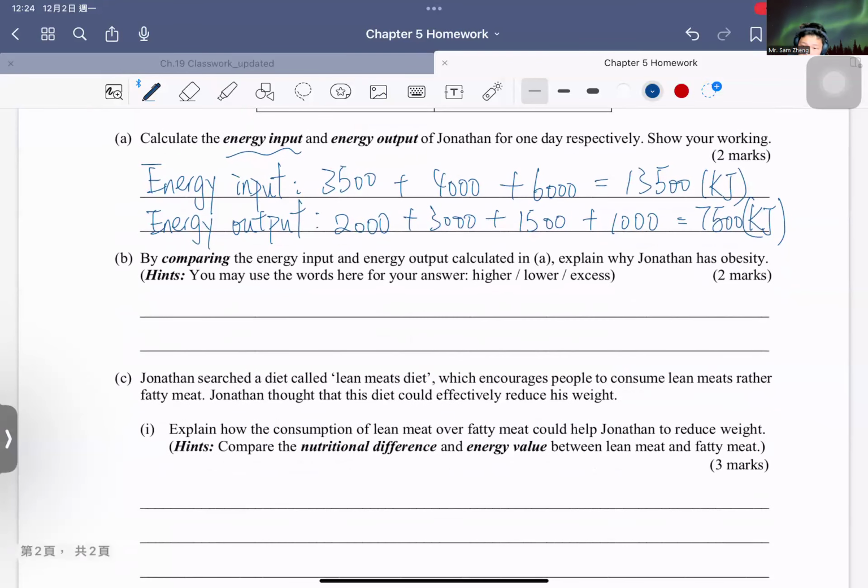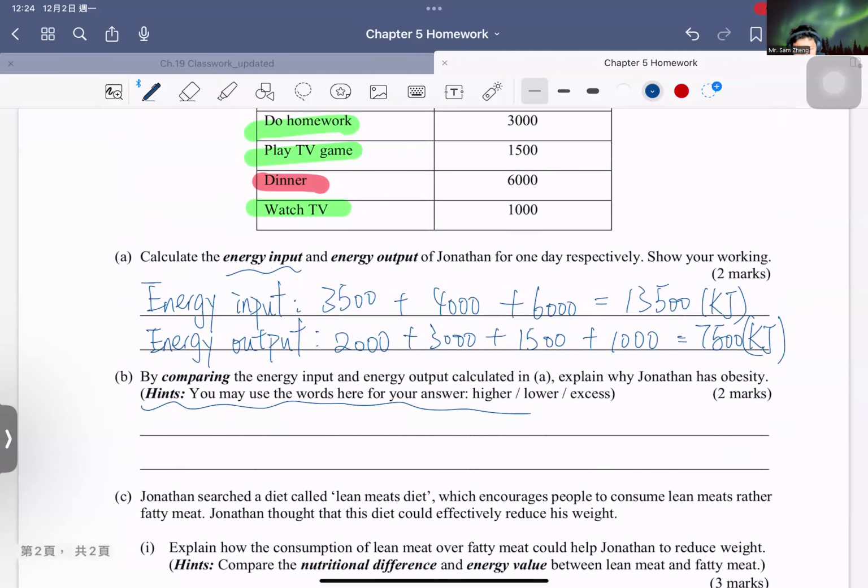Next, we need to compare. It is important, we can see I already gave you the hints. It is important for you to mention some comparison terms. So we can see that the energy input is a lot higher than the energy output. So in this case, there will be an accumulation of energy inside Jonathan's body. So this will cause Jonathan to have obesity.